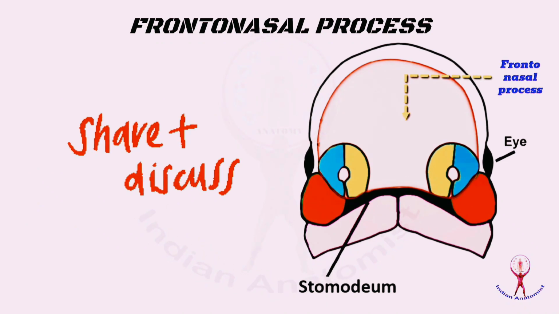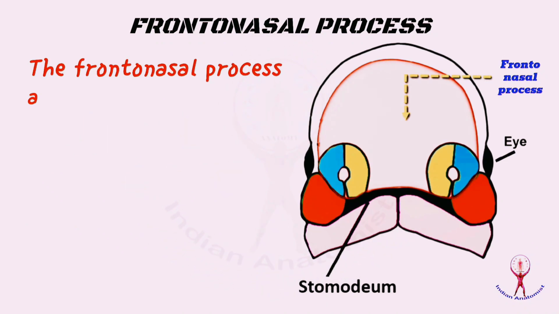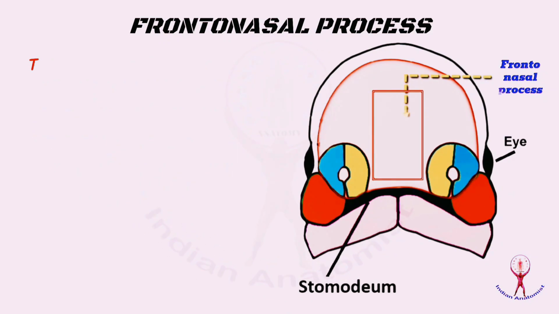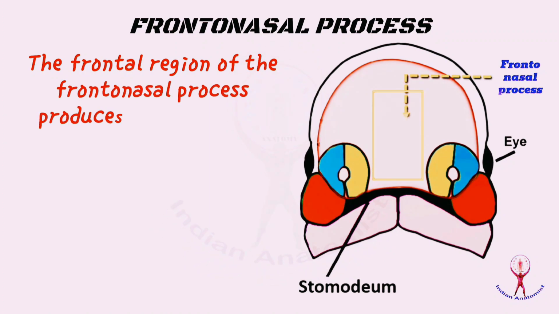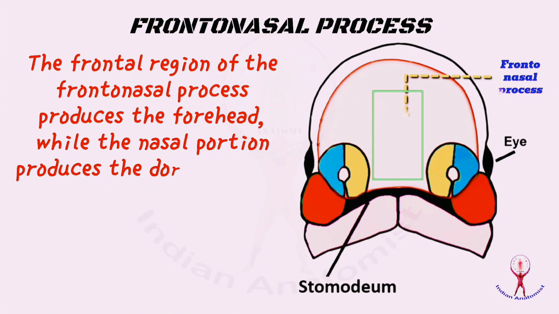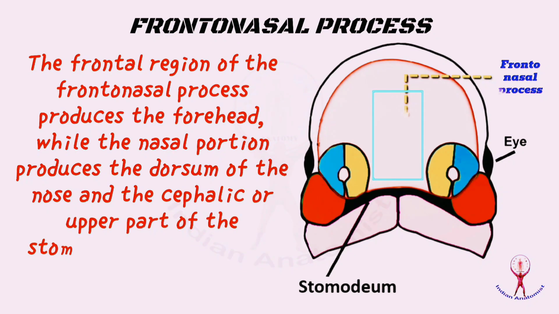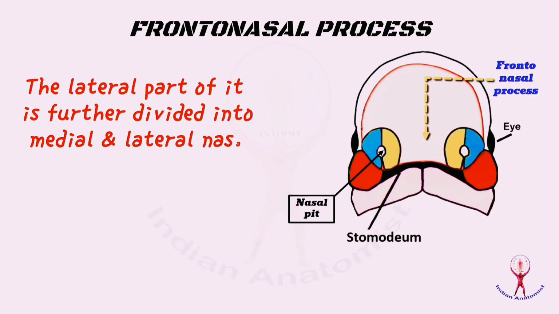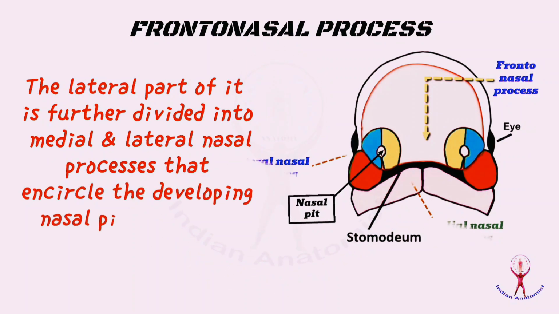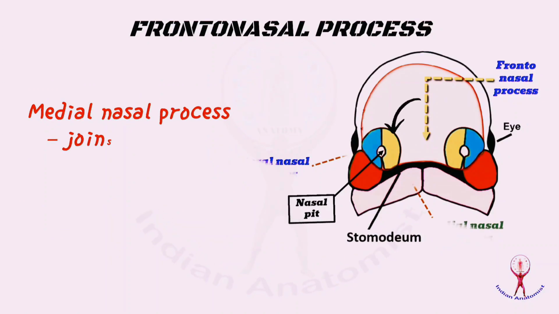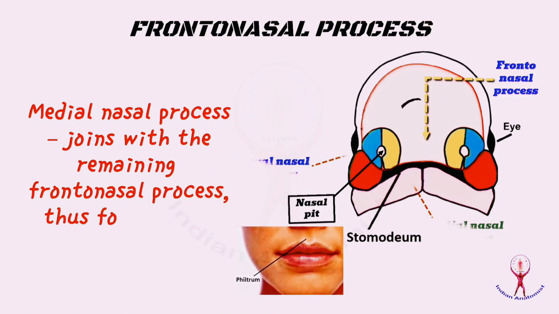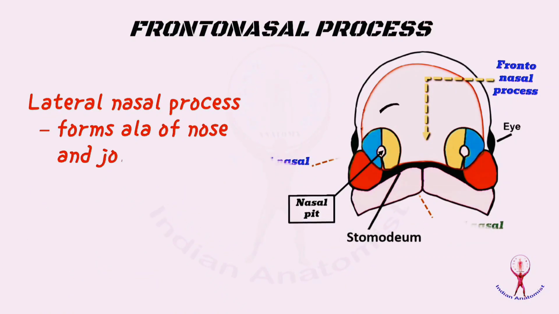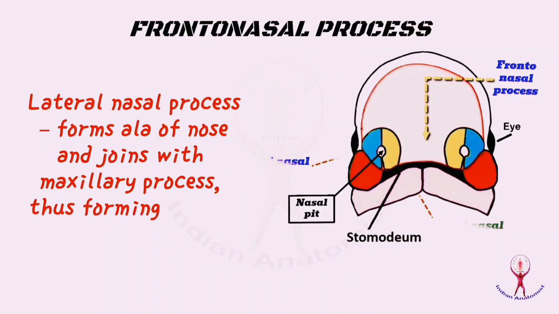Now, I will discuss the frontonasal process. The frontonasal process arises from mesenchyme produced by the neural crest cells near the forebrain and ventral midbrain. The frontal region of the frontonasal process produces the forehead, while the nasal portion produces the dorsum of the nose and the cephalic, or upper part of the stomodeum, including the philtrum. The lateral part of it is further divided into medial and lateral nasal processes that encircle the developing nasal pit formed by ectoderm. The medial nasal process joins with the remaining frontonasal process, thus forming the philtrum and middle of the upper lip. The lateral nasal process forms the ala of the nose and joins with the maxillary process, thus forming part of the upper jaw.